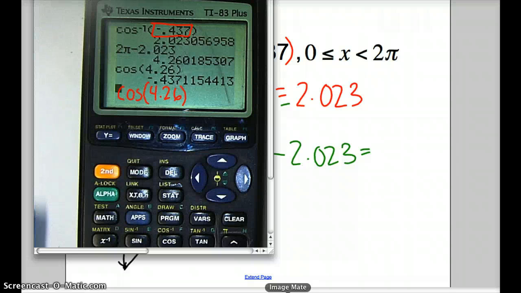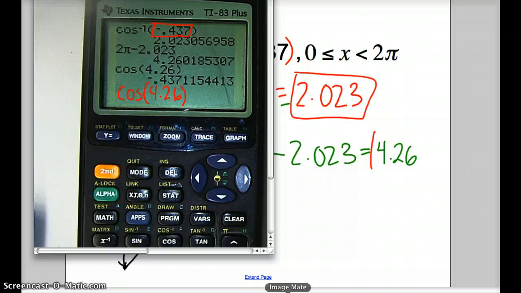If you're not sure if you should subtract or add, always think back to your visuals of your unit circle and or your graphs. So the two solutions in our case are the first one we found using our calculator, and the second solution was the one that we got in green, that was 4.26 when we subtracted the two angles. So these are your solutions, 2.023 and 4.26. There are no other solutions from 0 to 2 pi. This one is rather easy.